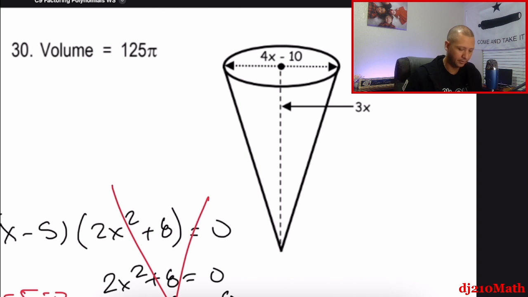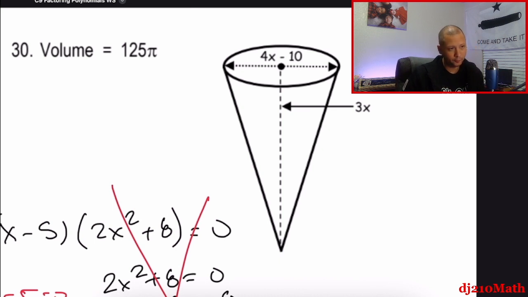We have the volume. And we have a cone. So the volume is 125 pi. It's kind of scary. And 4x minus 10, some sort of base, it looks like, or the diameter of the circle of the cone. And 3x is the height. Okay.